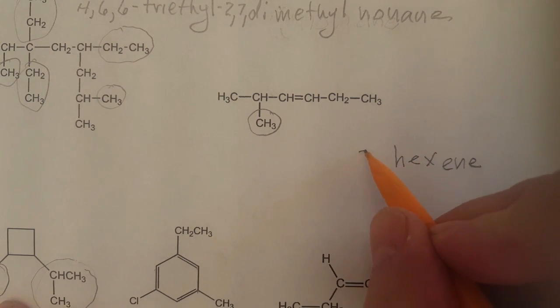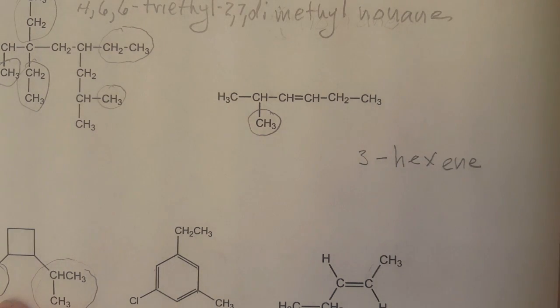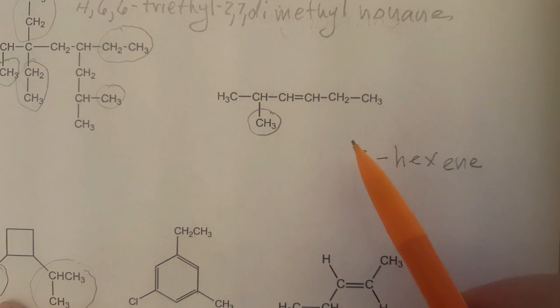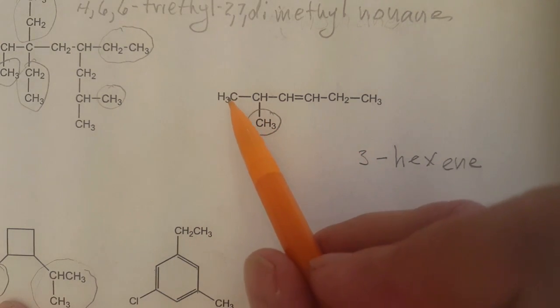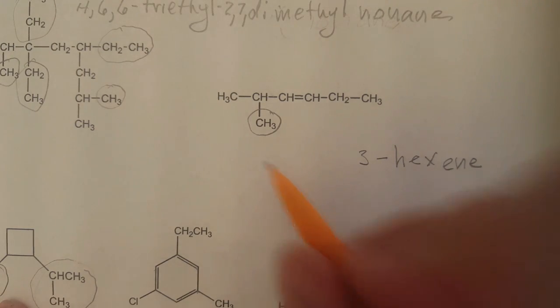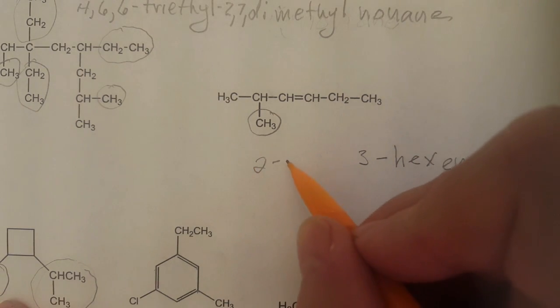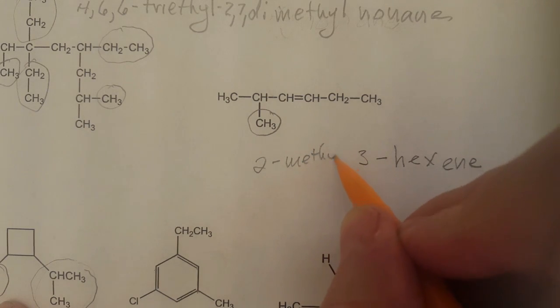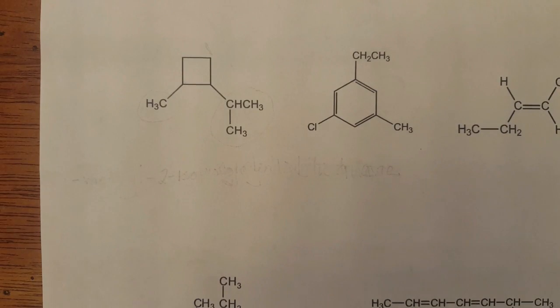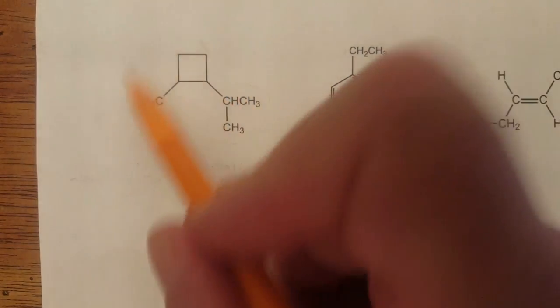So it's going to be a 3-hexene. It's got a substituent group. We could number it in this direction, 1, 2, 3, 4, 5, or we could number it in this direction, 1, 2. We picked the lowest one. It's a methyl group. So this is going to be 2-methyl 3-hexene. 2-methyl 3-hexene.